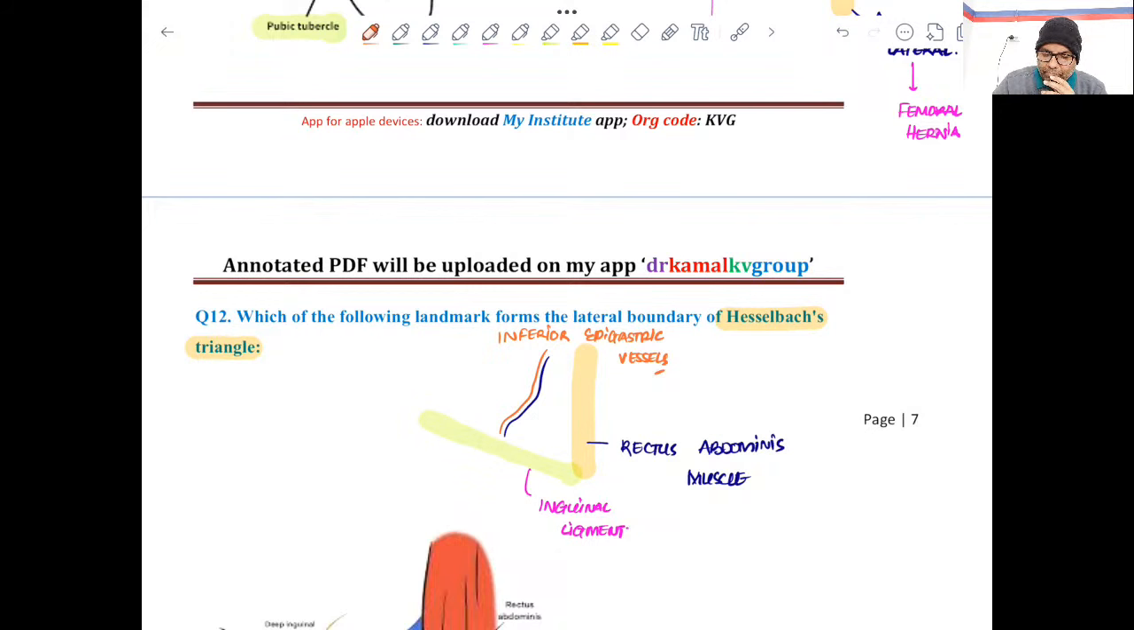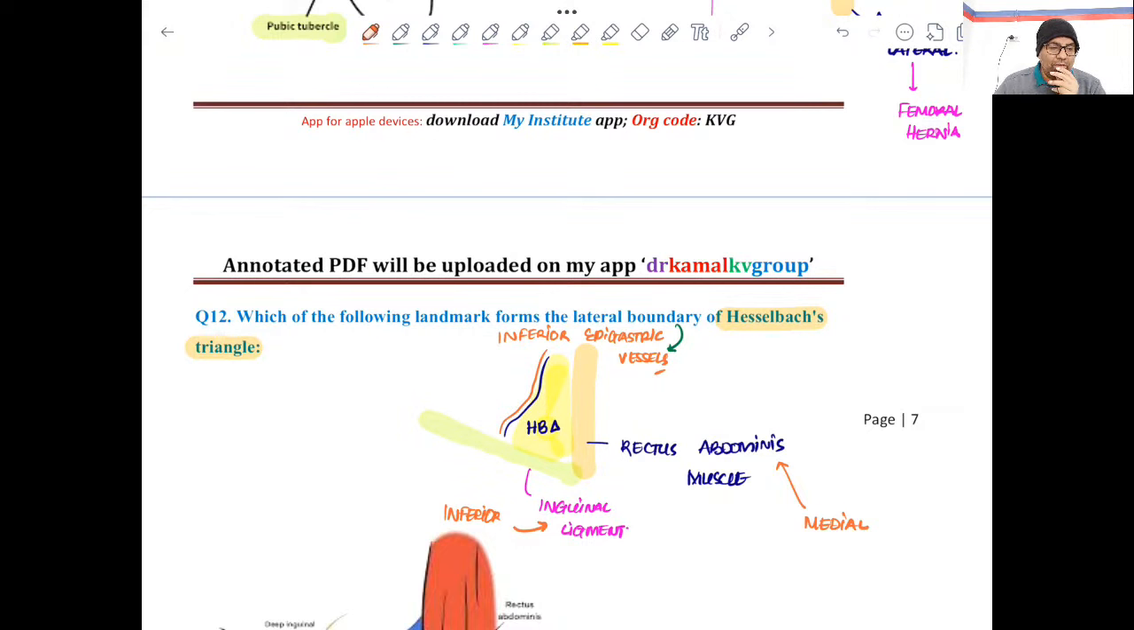Clear? Now this whole area which I am highlighting in yellow is Hesselbach's triangle. So if someone asks you what is the lateral boundary, the answer has to be inferior epigastric vessels. If someone asks you what is the medial boundary, the answer has to be rectus abdominis muscle. And if someone asks you what is the inferior boundary, the answer has to be the inguinal ligament. Clear? So this is how we define Hesselbach's triangle.